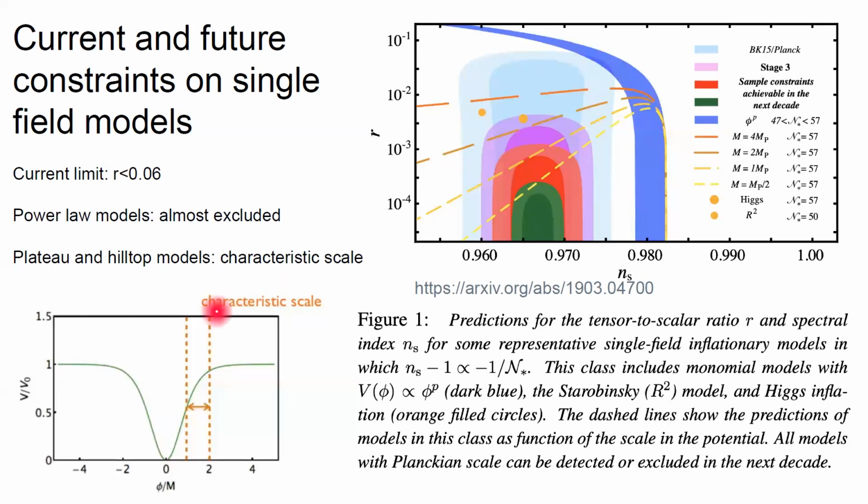Okay, what we are actually testing is the shape of the potential. We already know from these measurements that the shape of the potential is not something simple like a power law, right? So maybe we need an inflection point and things like that. And so it's going to be interesting how this maps then to the models of inflation.